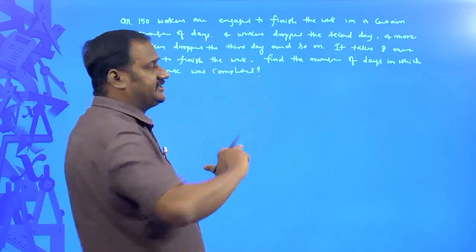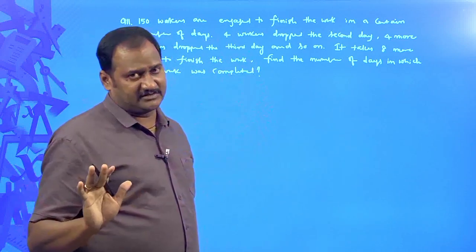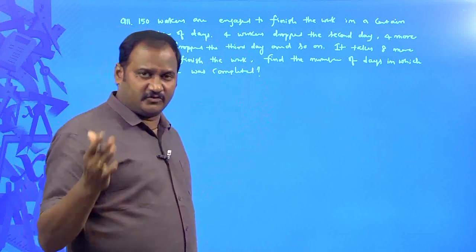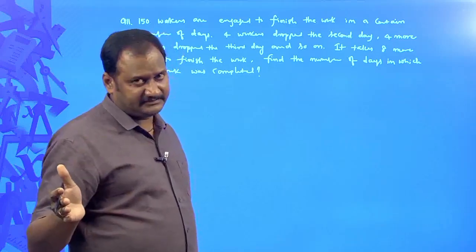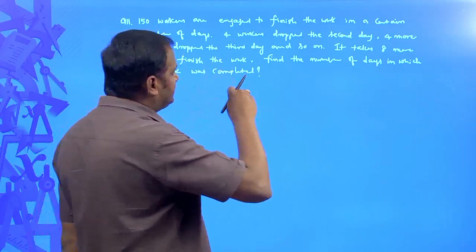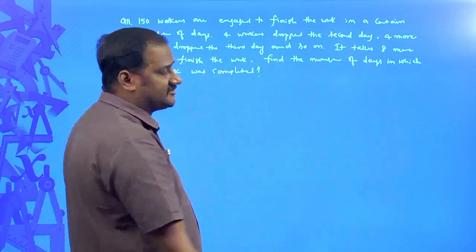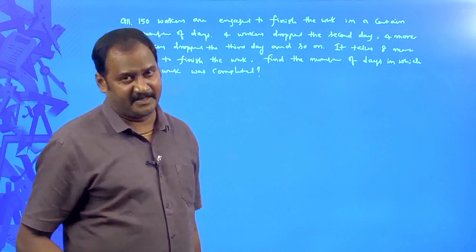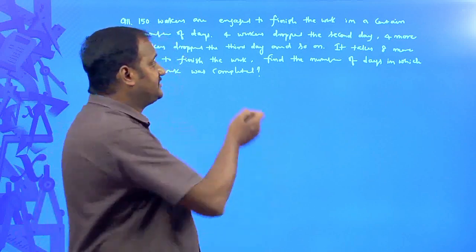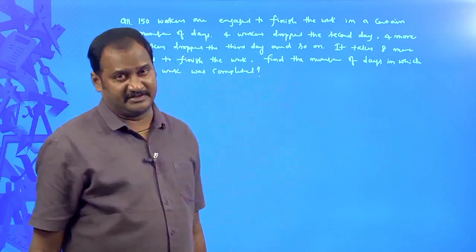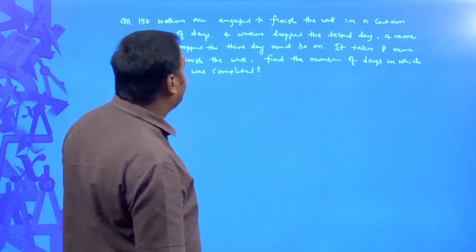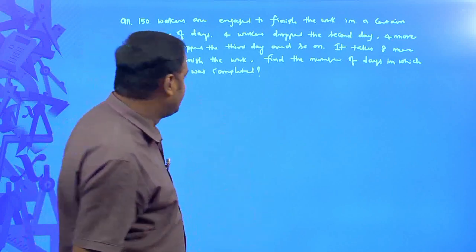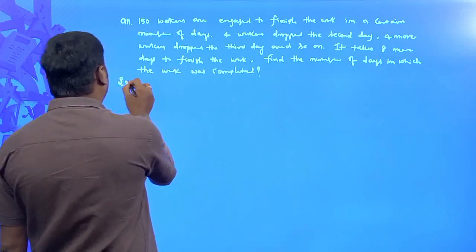See, 150 workers actually joined to finish the work, but according to some conditions, 4 are dropping day by day. Just because of that, it takes 8 more days to finish the work. Otherwise it can be completed within the given period of time, but it takes 8 more days because of this dropping of 4 members each day. So, here you need to find the number of days in which the work was completed. We do not know how many days are required. See, I am going to start with the number of days.